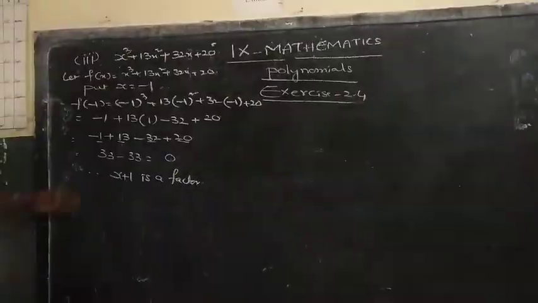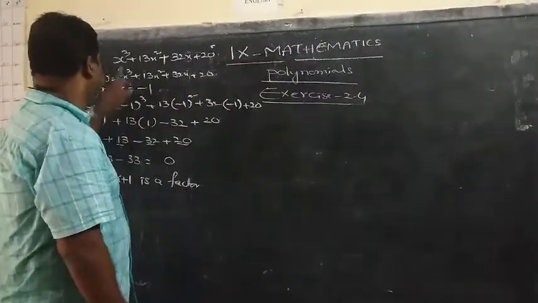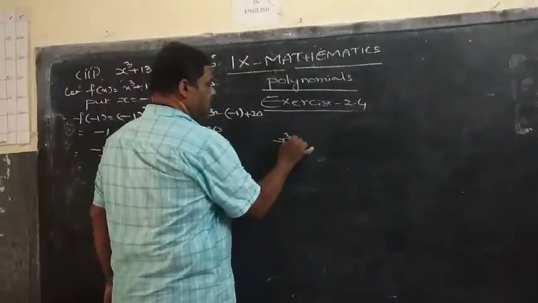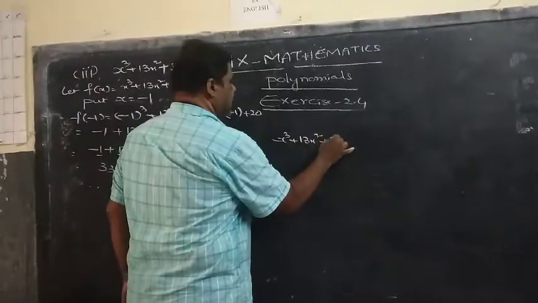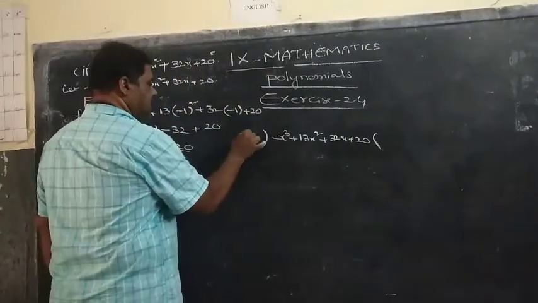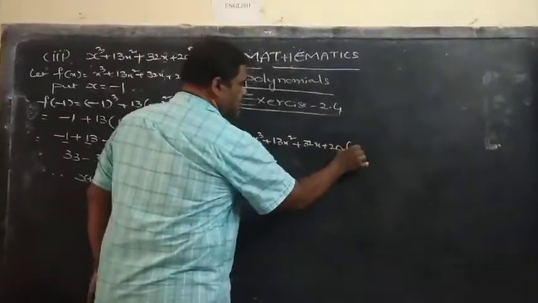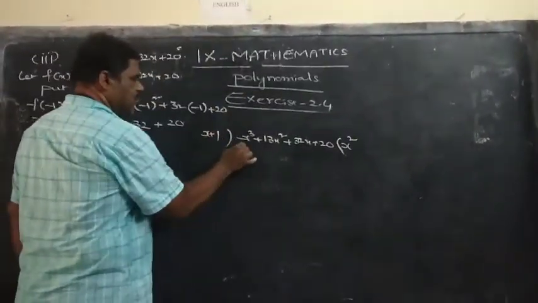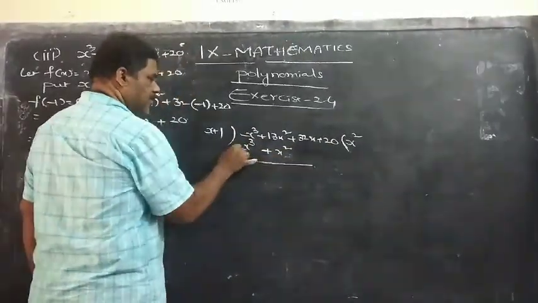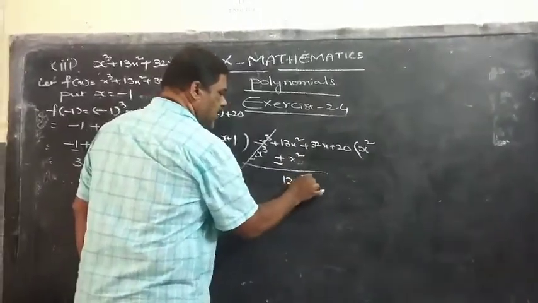So one factor we have found by trial and error method. Remaining 2 factors we have to find by factorization method. In factorization method, first we have to divide this x cube plus 13x square plus 32x plus 20. You divide by x plus 1. Now x into how much is equal to x cube? x into x square is x cube. So x square into x is x cube, x square into 1 is x square. 13x square minus x square is 12x square.